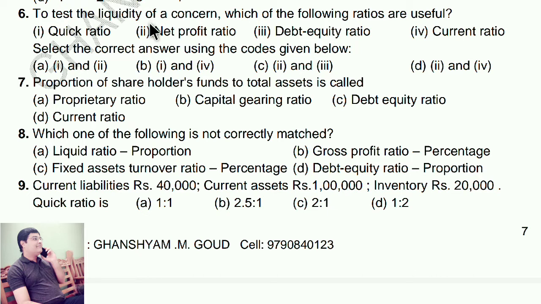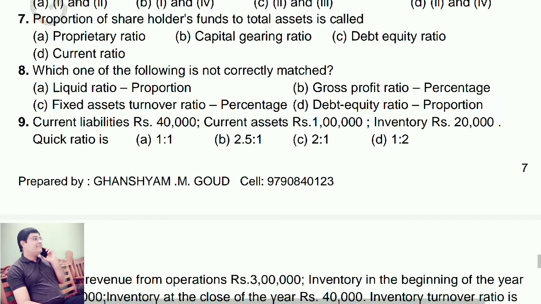Okay. 7th question. Proportion of shareholder funds to total assets is called proprietary ratio. When you read the formula, these are very easy. So the formula is a must to do this sum, to do this chapter.